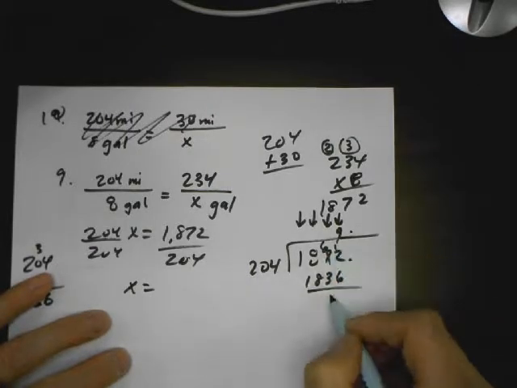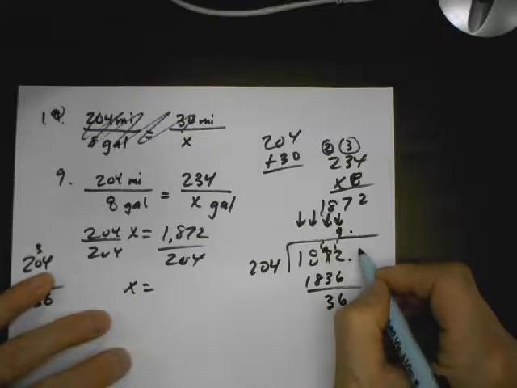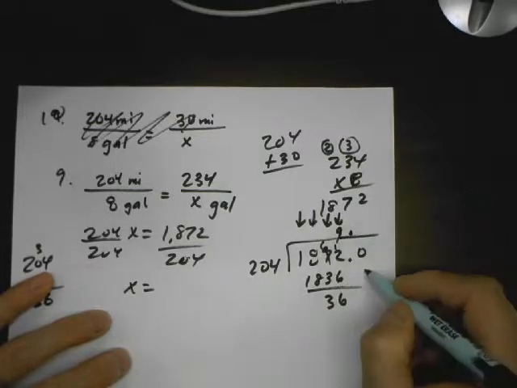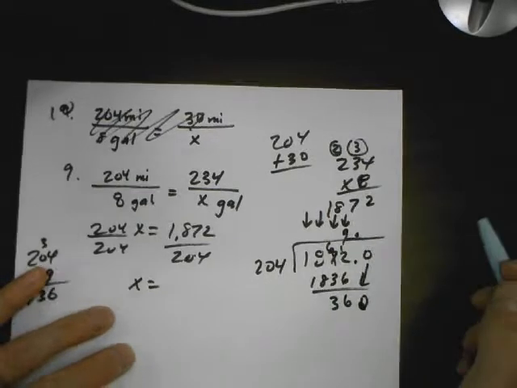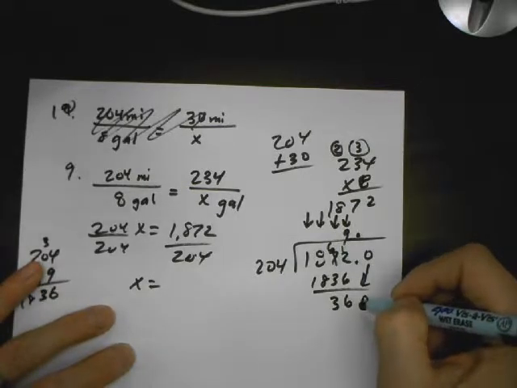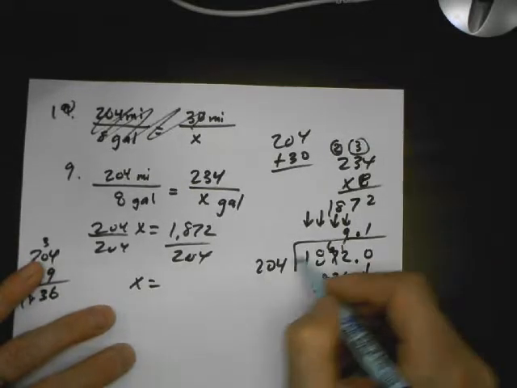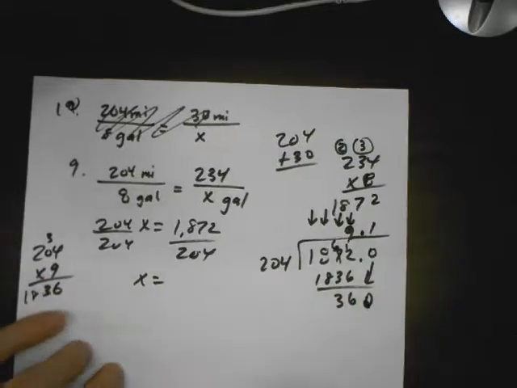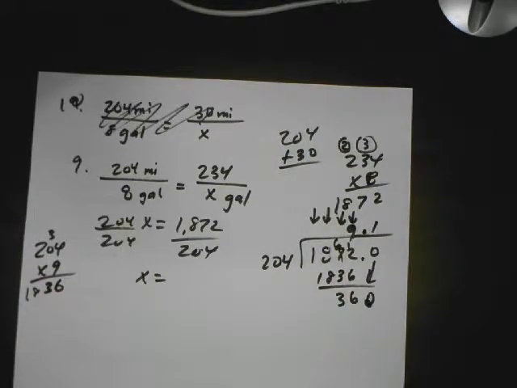Subtract these two. Okay, put that 3 down there. 6. Add a 0 because I put a decimal. Put the decimal up top though. Now I can drop it down. 204 goes into 360 one time, because I know 200 times 2 is 400. That's already too big, so one time. I'm going to stop right there, because that's enough to round.